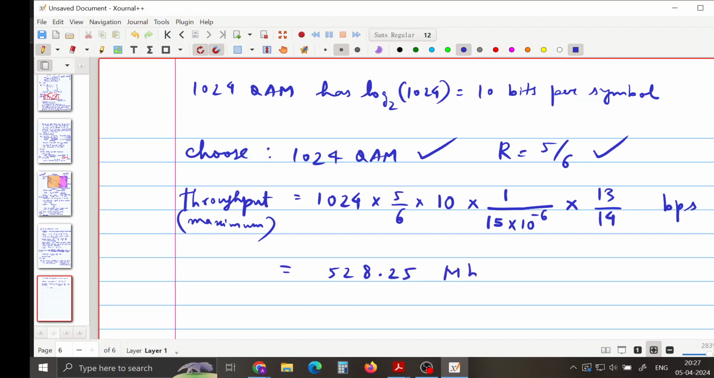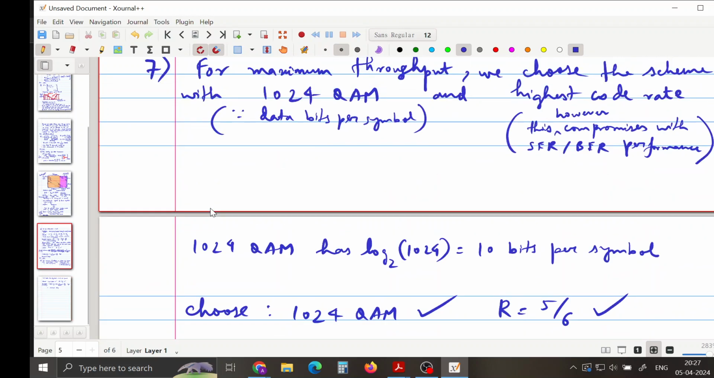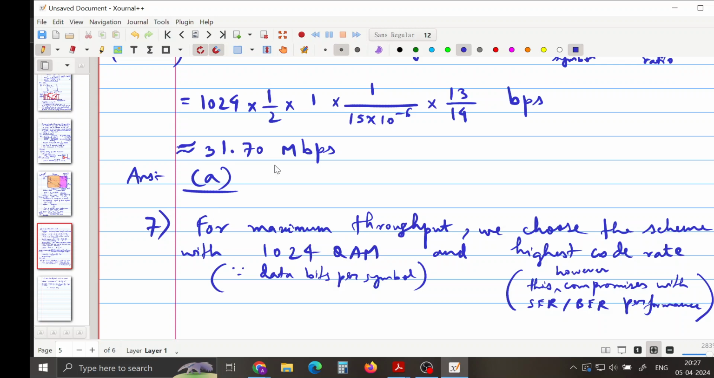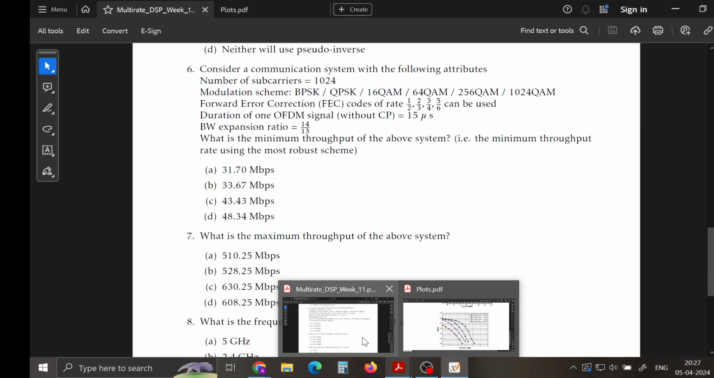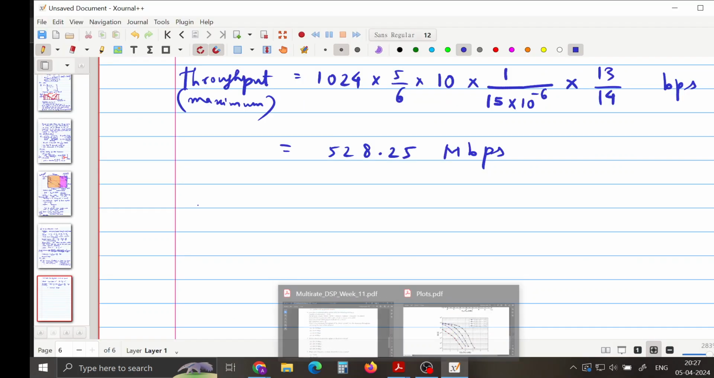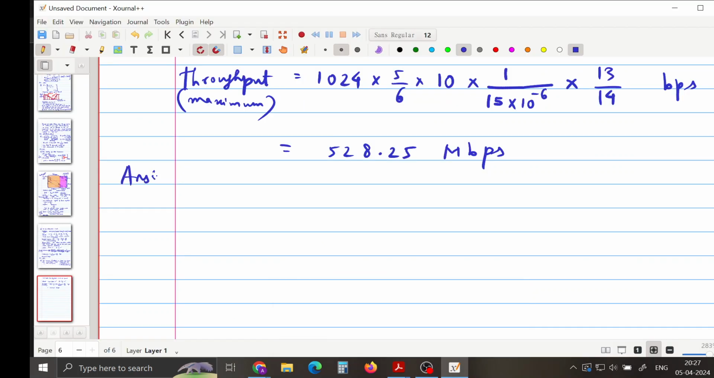you'll get 528.25 megabits per second. So you see there is a significant improvement. That's the maximum throughput that you obtain. In the previous case you got 31.7. Here you got 528.25 megabits per second, and it matches with option B.